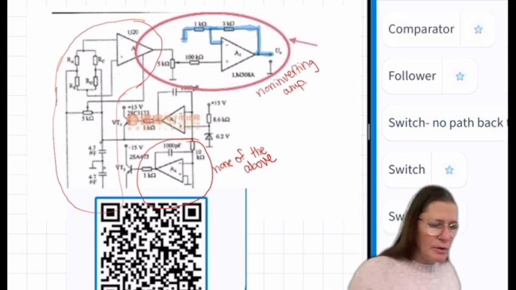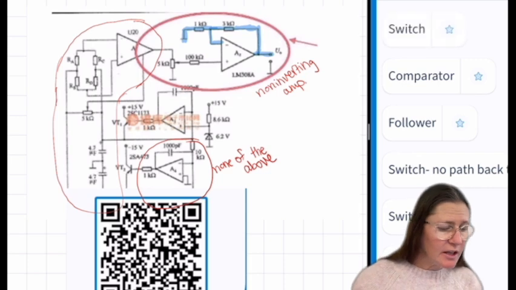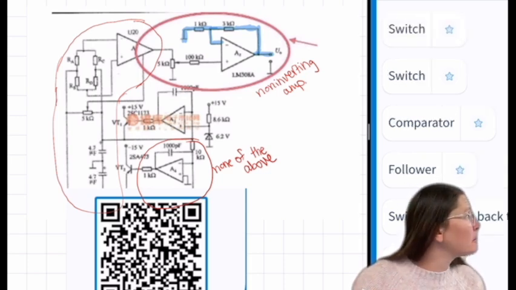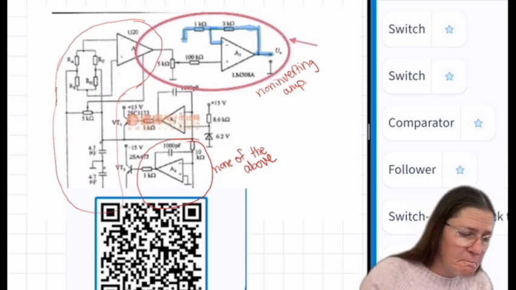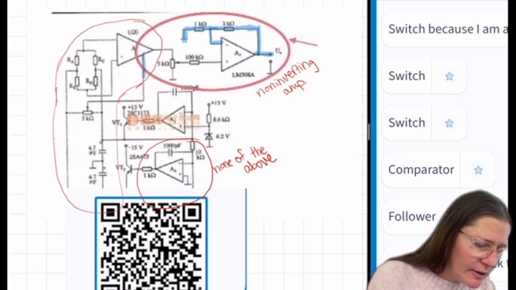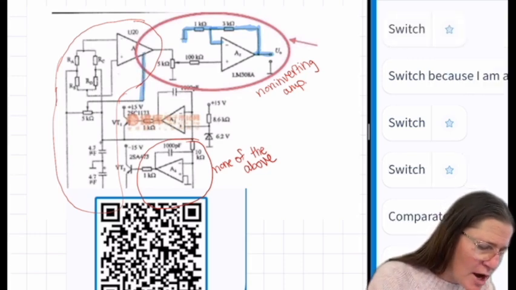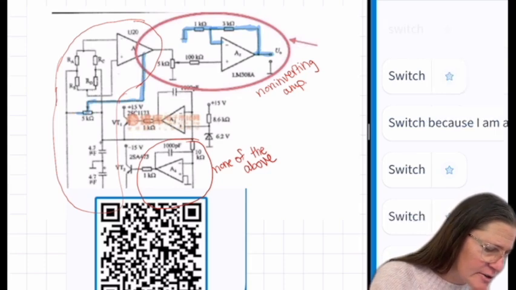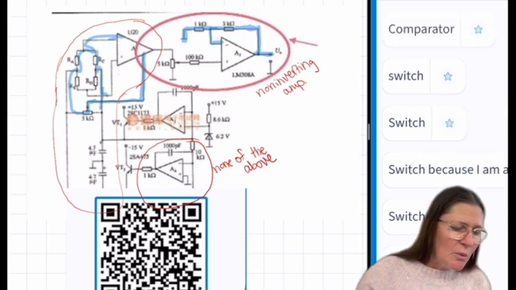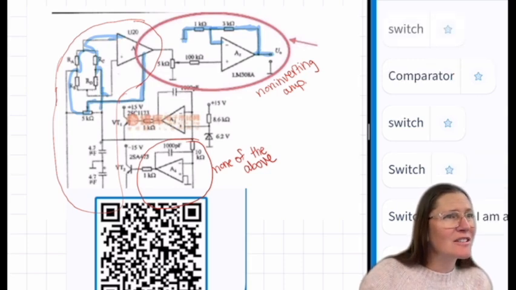Okay, so it is a comparator. So in this switch, comparator would be the same. This is a little confusing because you have a wire that kind of comes down. It looks like it might feed back into some of these, but that's a power supply wire.